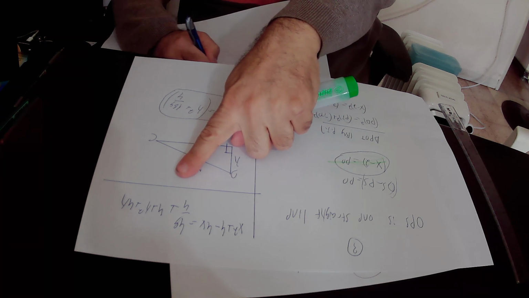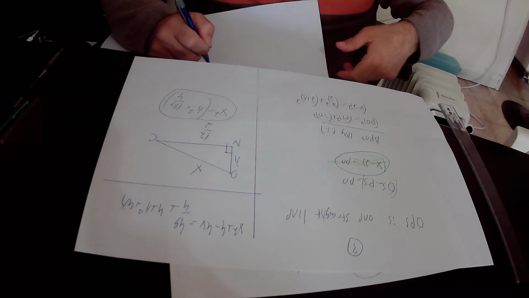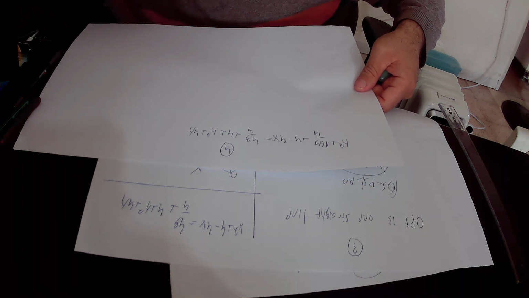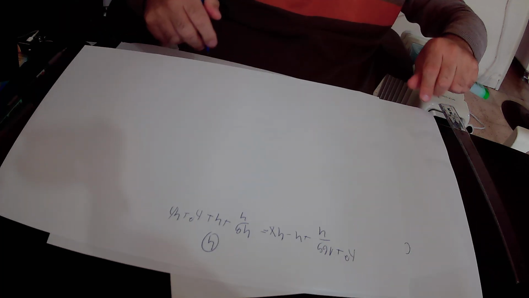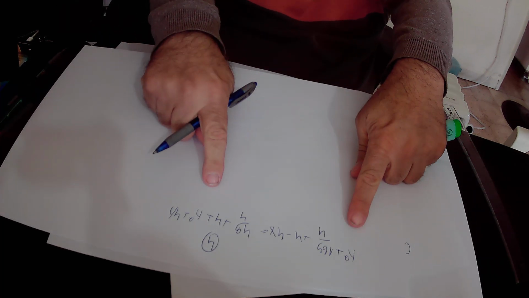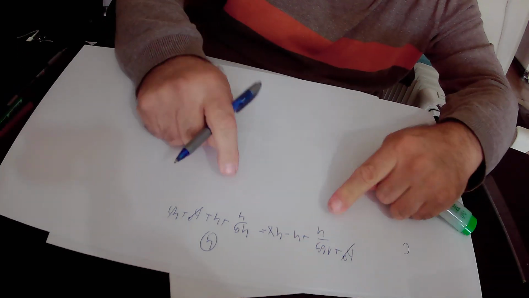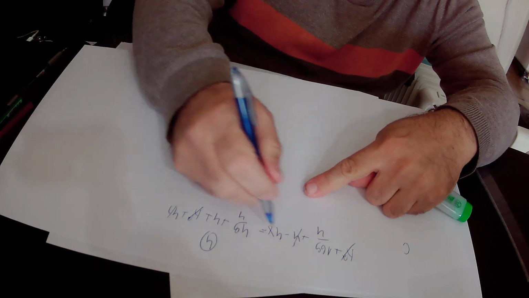plus h squared plus 4h. So here we have h squared on both sides of the equation, so h squared will get cancelled. Here we have also 4 on both sides of the equation, so 4 will also get cancelled.